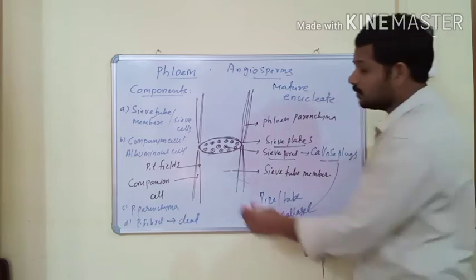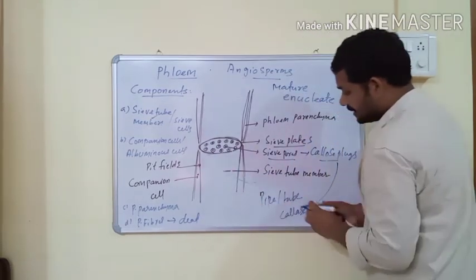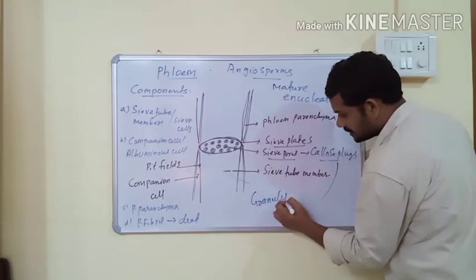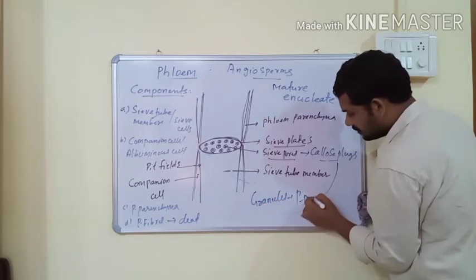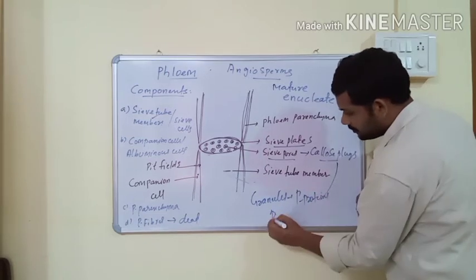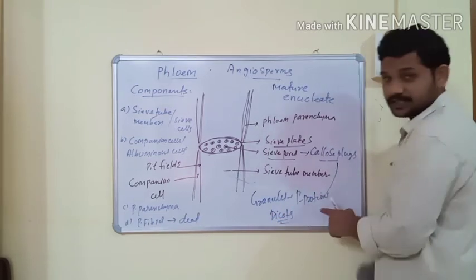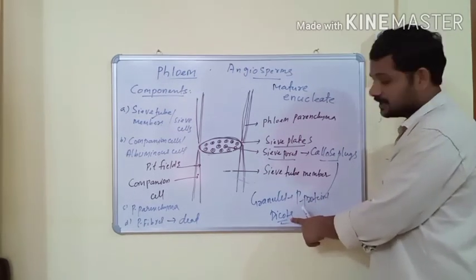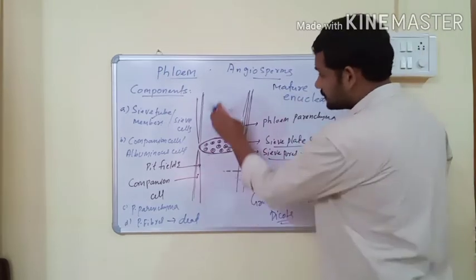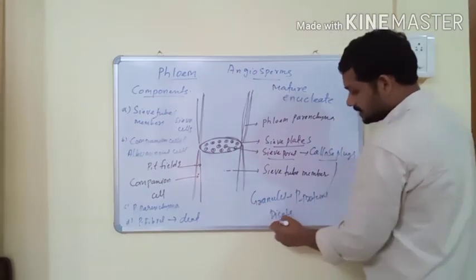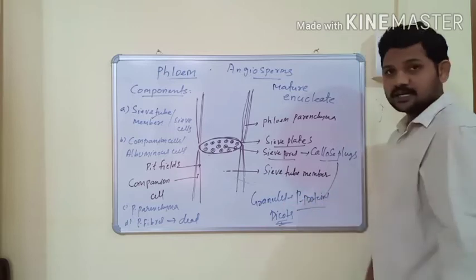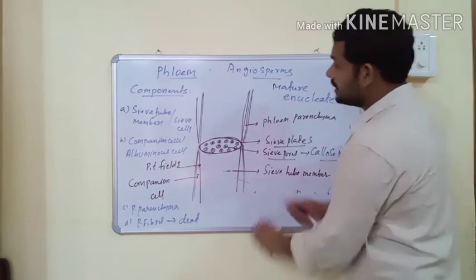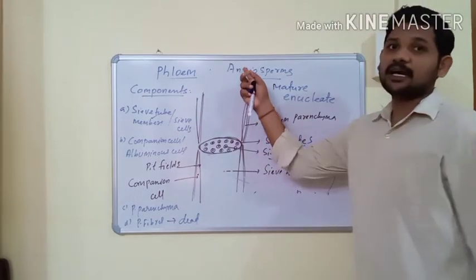And in some dicots, the sieve tube members possess some granular structures or granules, and these granules are known as P proteins, or phloem proteins. They are present only in some dicots. And sieve tube members are the main food conducting elements in case of angiosperms.